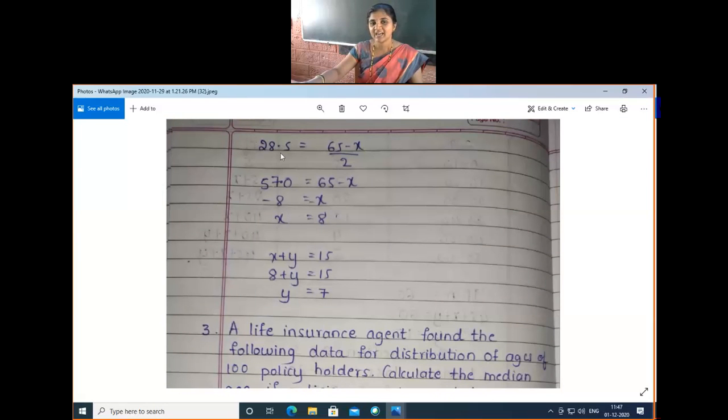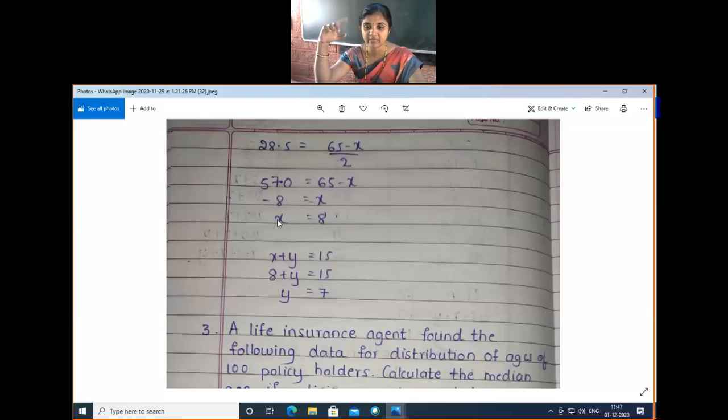Okay, next step. Median is already given now. Median we have to substitute as 28.5 here. One second. 65 minus x divided by 2. So in the median formula we got 65 minus x divided by 2. Now just cross multiply this 2 into 28.5, that is 57. Here 65 minus x, that is minus 8, is equal to x. X is equal to 8 we got.